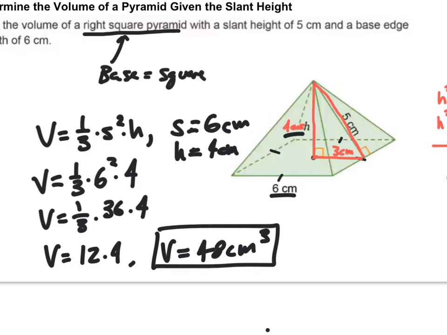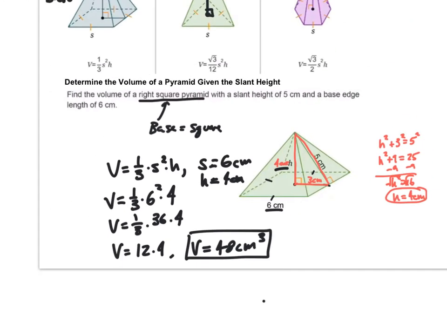All right. So this is a pretty standard question, where you're given the slant height, you're given a side length, you've got to figure out what this length is, and you do that because it's half the length of this side, and then you use the Pythagorean theorem to figure out what that height is. So let's go to the next page.